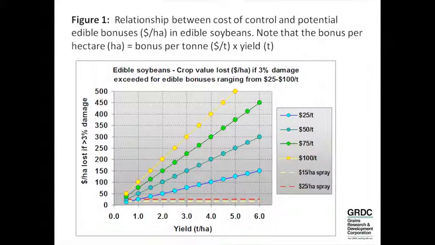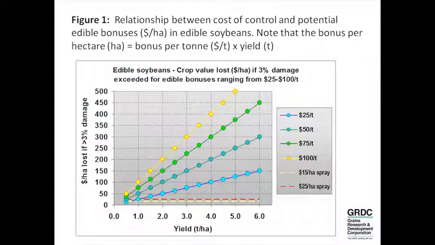So these 2 lines here, the horizontal ones, are independent of yield. That's the cost of control. It might be anything, $10, $15, $20, $25 a hectare. That's the bonuses for varying magnitude of bonuses, so it's so much a tonne. So if you've got a bonus of $50 a tonne and 5 tonne hectare yield, you're getting $250 a hectare. And you can see that is way greater than the cost of control.